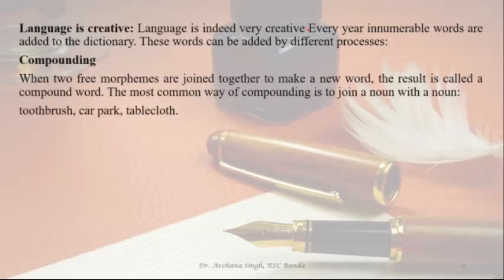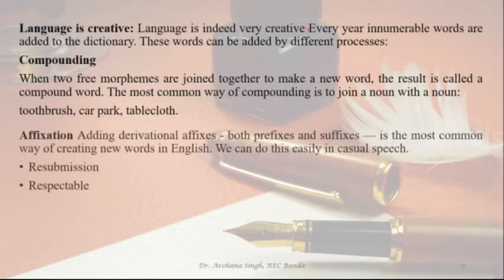So the first one is compounding. It means when two free morphemes are joined together to make a new word, the result is called a compound word. The most common way of compounding is to join a noun with a noun, like we have toothbrush, car park, tablecloth. Next is affixation.